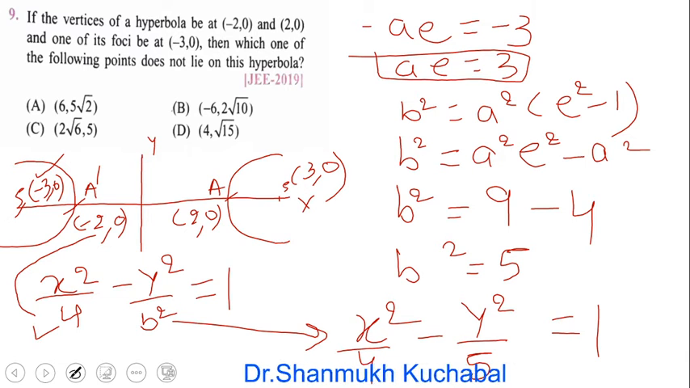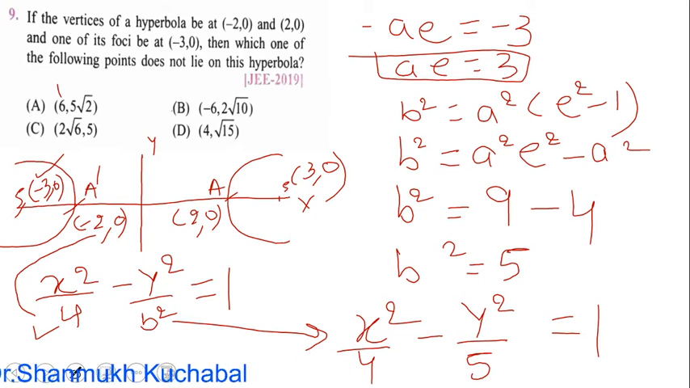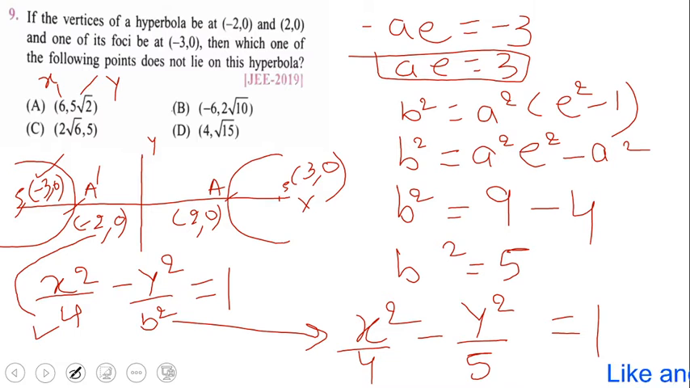Now see, we have to take all these options. So for the first option, we will take x as 6 and y as 5 root 2. We will observe that it does not satisfy. We are not going to get LHS equal to RHS. Therefore the first option does not lie. Therefore option A is the right answer.